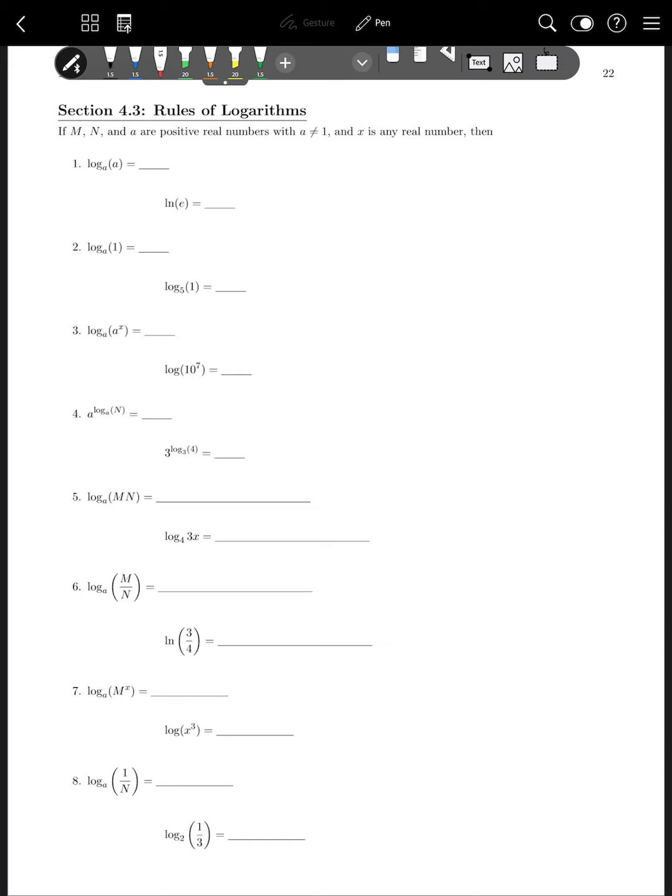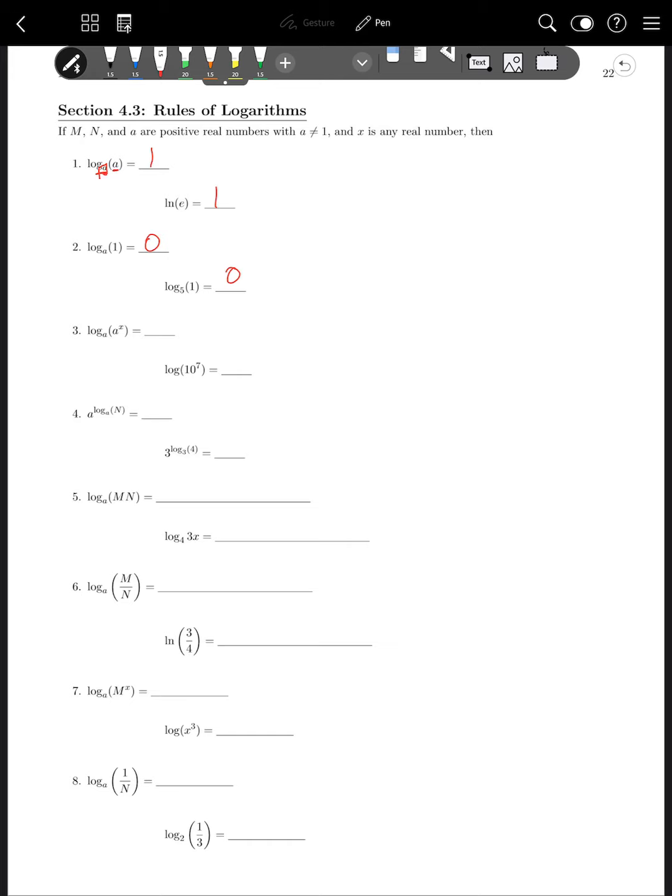So the idea behind a logarithm, remember, is that it's the exponent that you would put on the base, this number down here, to get the number inside the parentheses. In this case, if I wanted to take a and put an exponent on to get a, that exponent would be 1. So something like the natural log of e, because remember the natural log has the base e, of e would be 1. Similar idea for the second one. What exponent do I put on a to get 1? Well, a to the 0 is 1, so log base a of 1 is 0. So log base 5 of 1 would be 0.